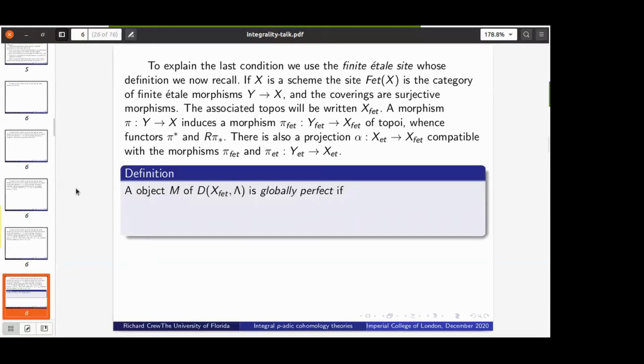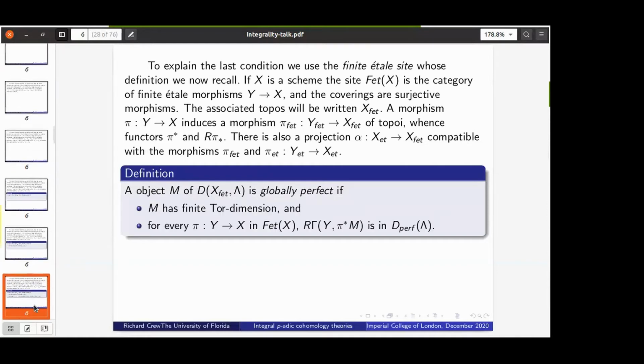Okay, so I make the following definition. An object M of the derived category of lambda modules on the finite étale topos is globally perfect if, first of all, it has finite Tor dimension, and secondly, for every morphism pi from Y to X in the finite étale site of X, the derived global sections on Y of the pullback of M is in D-perf of lambda.